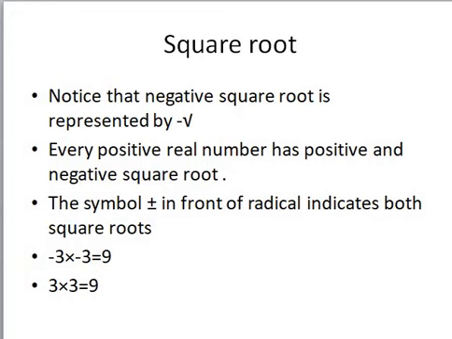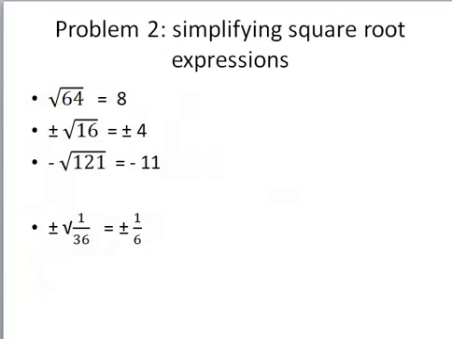Let's go now and solve problems. I will keep this open, simplifying square roots. The square root of 64 is 8. If they ask for the positive or negative square root of 16, you have to say it's plus or minus 4. And if they want negative times the square root of 121, it's negative 11, as you keep the negative outside the square root.